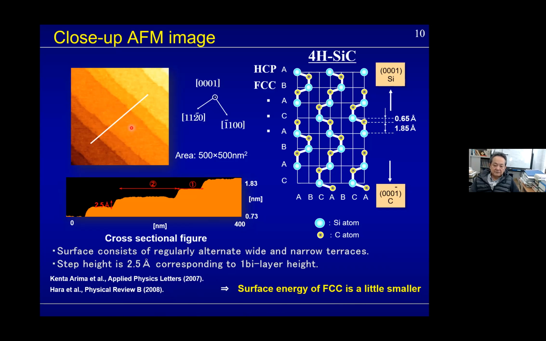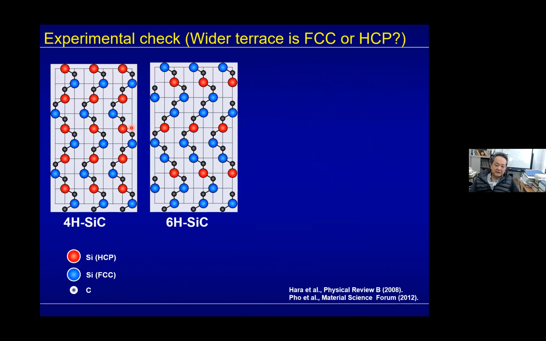So we tried to find this out by an experimental method. We employed two kinds of silicon carbide. One is 4H silicon carbide, in which the HCP layer and FCC layer are alternately stacked, as you can see here. In the case of 6H silicon carbide, there is one HCP layer and two FCC layers, then one HCP layer and two FCC layers. So we employed these two.